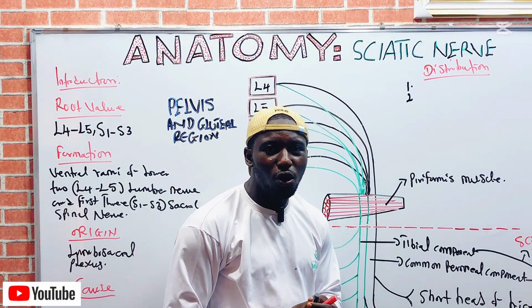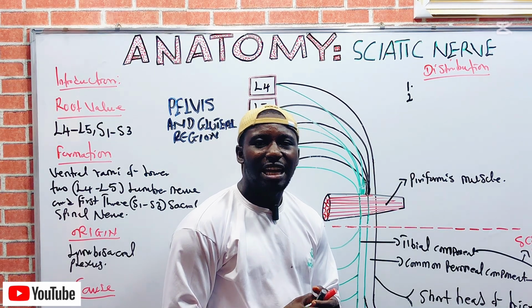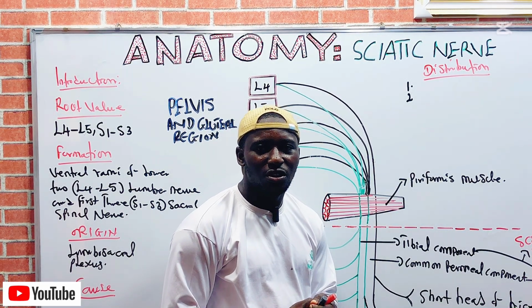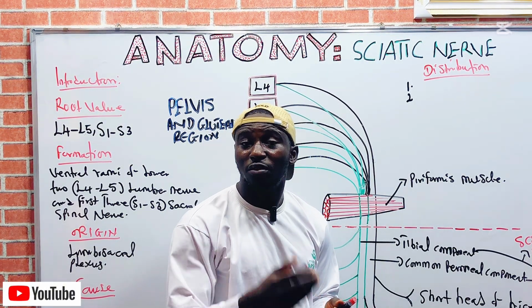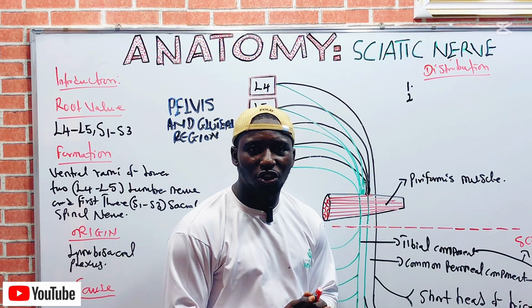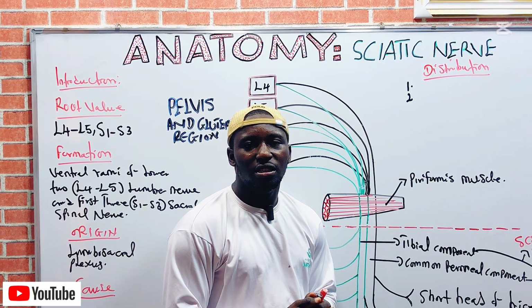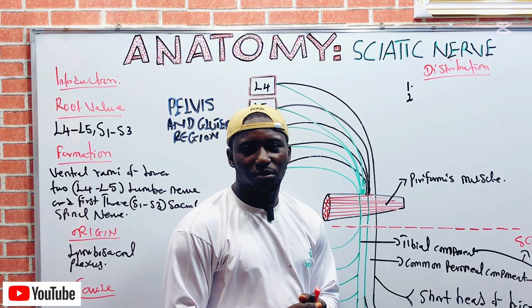The number two is that the motor branches from the tibial nerve innervate the muscles of the leg, which flex the leg, and also innervate the muscles of the foot, which plantar flex the what? The foot. That is the second innervation of the sciatic nerve, through the motor branches from the tibial nerve.